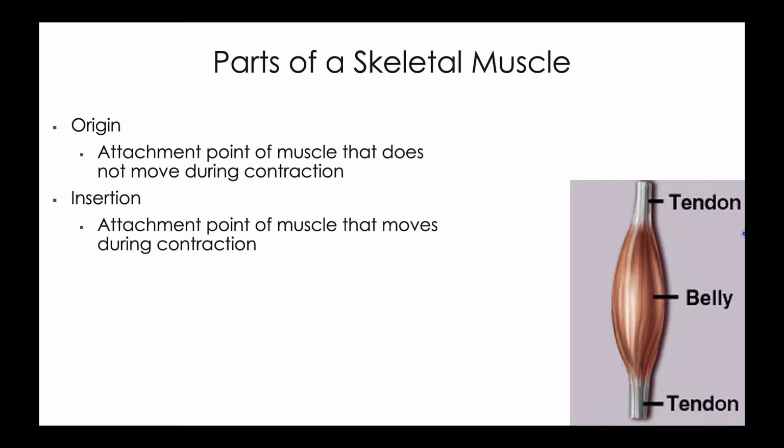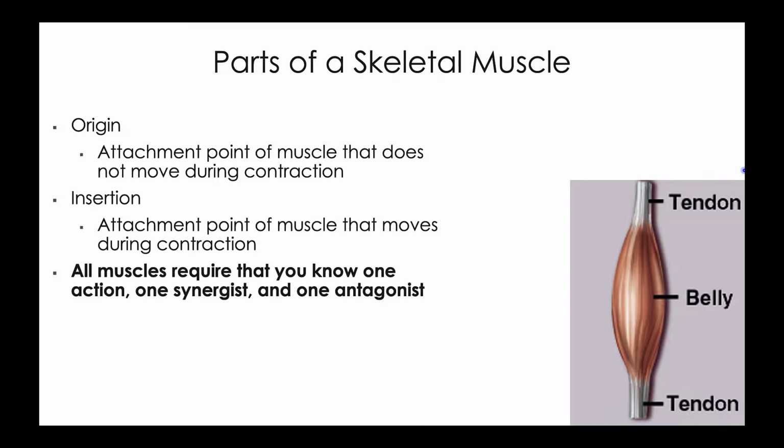What you'll find out is that depending on the type of movement that you're doing, that origin and insertion can switch or flip-flop. That's something that you'll learn as you move on into your exercise science or physical therapy coursework. But for our purposes, our definition is going to be it's the attachment point of muscle that does not move during contraction and the attachment point of muscle that moves during contraction. So make sure you get those down.